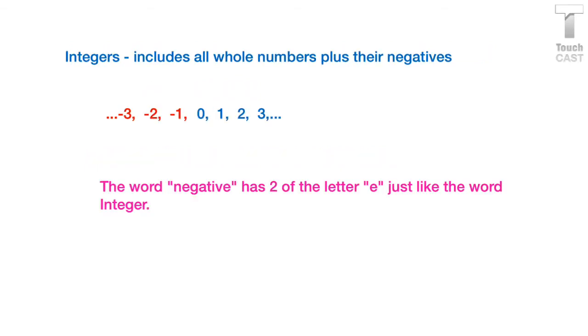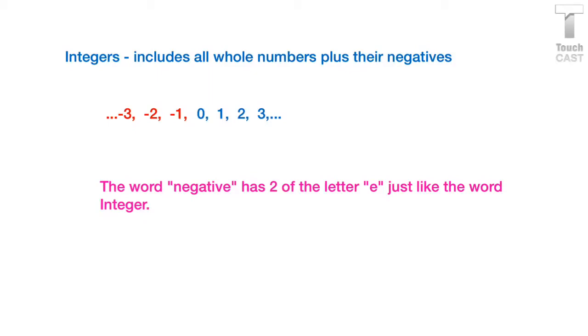Next we have the integers. These are going to include all of the whole numbers plus their negatives. So we still have 0, 1, 2, 3, and so on, but then we have the negatives before that. So we have -1, -2, -3, and so on.